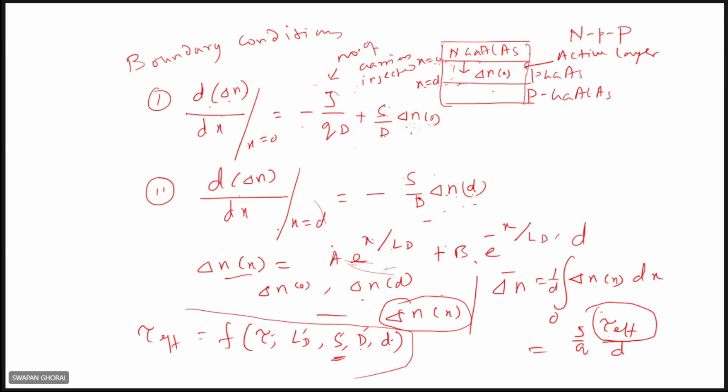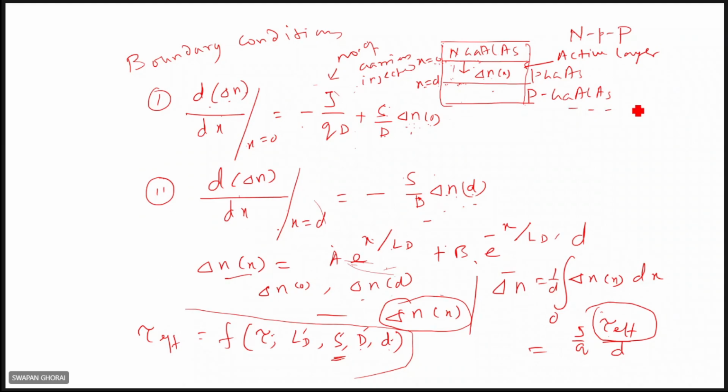To solve the charge continuity equation, you have to apply the boundary conditions. What are those boundary conditions? If you think about these three layers, N, P, P, it is the same as before: N gallium aluminum arsenide, P gallium arsenide, and P gallium aluminum arsenide.